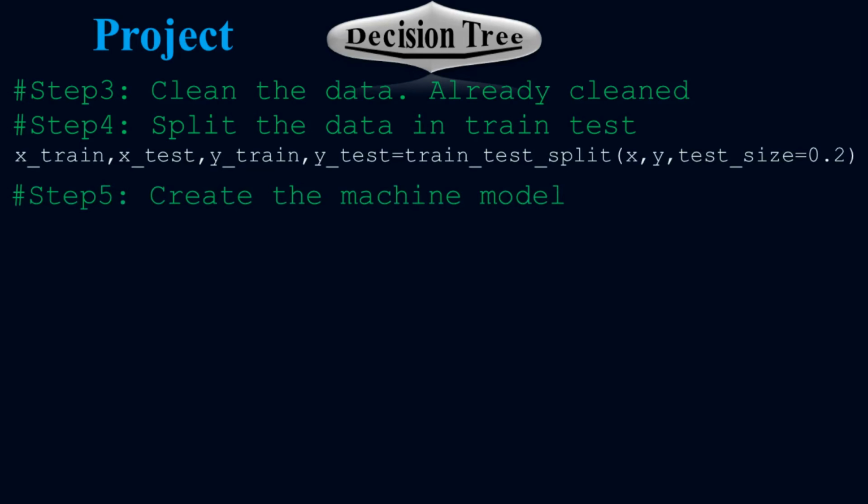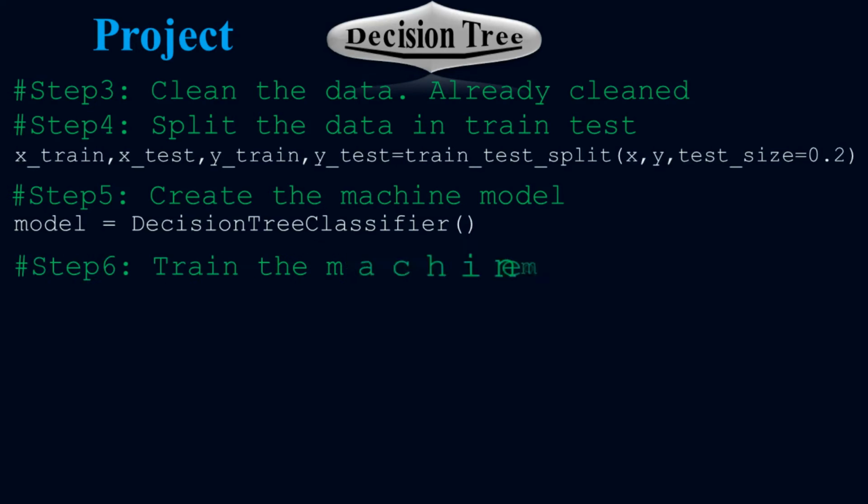Create the machine model. Create that decision tree machine model in step number 5. So with this one line of code, model equals to decision tree classifier, we have created the model. The name of this model is model, M-O-D-E-L. I gave the name model here.